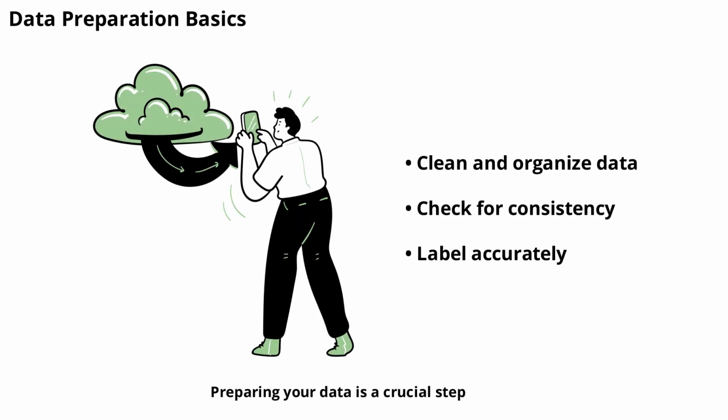Preparing your data is a crucial step. This means making sure your data is clean, consistent, and well-labeled. For images, check that they're clear and properly categorized. For text, remove any irrelevant information. Most no-code platforms offer built-in tools to help with this process, but it's always good to review your data manually. Good preparation leads to better AI results, so take your time with this step.